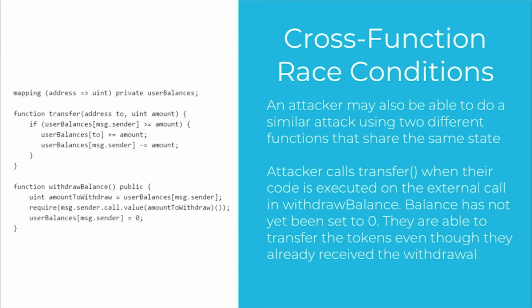Cross-function race conditions. An attacker may also be able to do a similar attack using two functions that share the same state. In this example, it also has the withdraw balance function from earlier, but it also has a transfer function. An attacker calls withdraw balance, and while they're executing withdraw balance, they call transfer, and because, again, the balance is not set to 0 until the end, the attacker is able to transfer the tokens even though they already received the withdrawal.